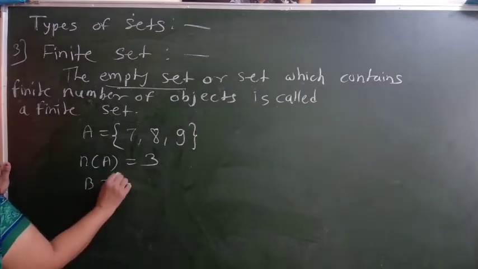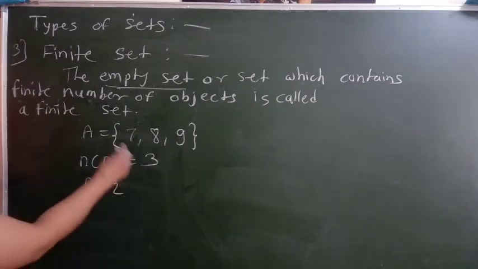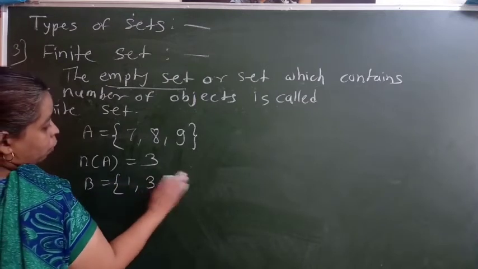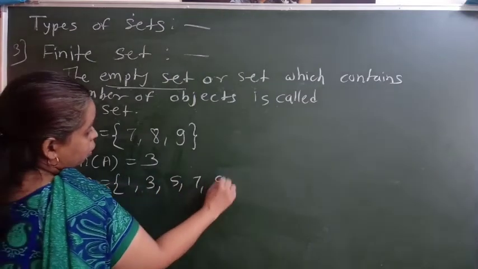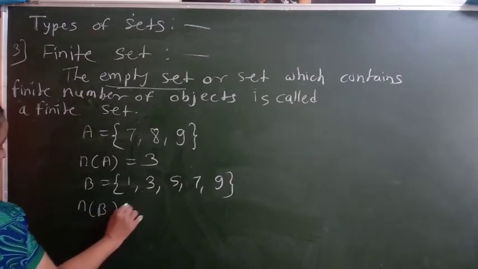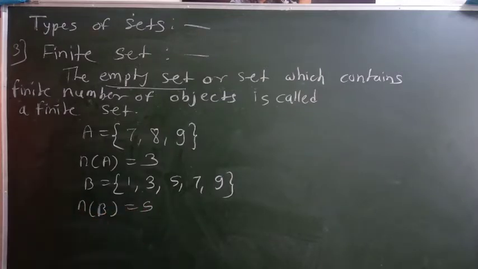Then set B. Suppose this is 1, 3, 5, 7, 9. Now count these elements. How many numbers are there? Total numbers there are 5. So n of B is equal to 5. So this is a finite set.